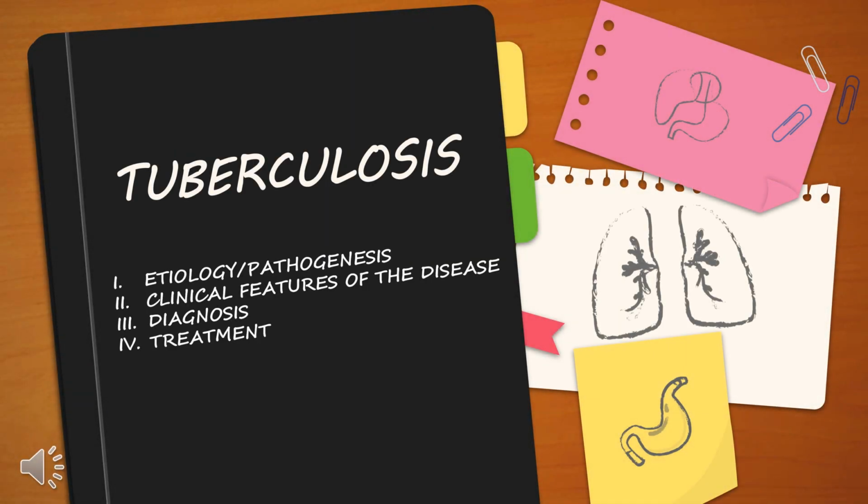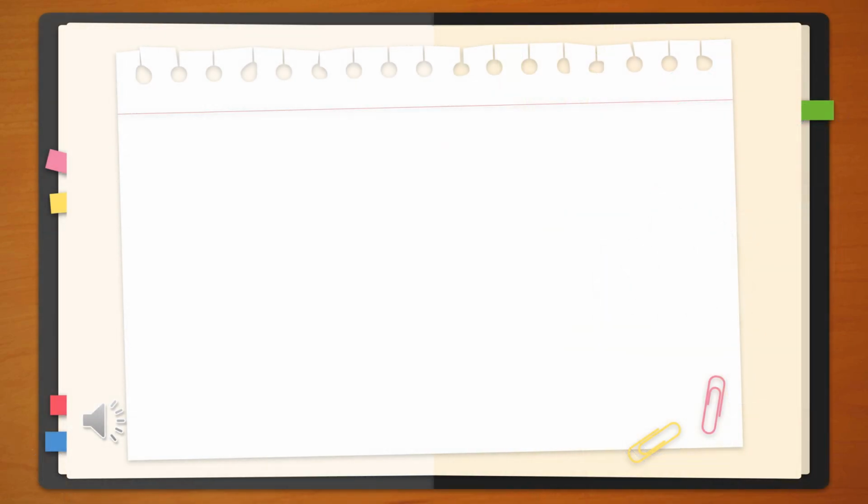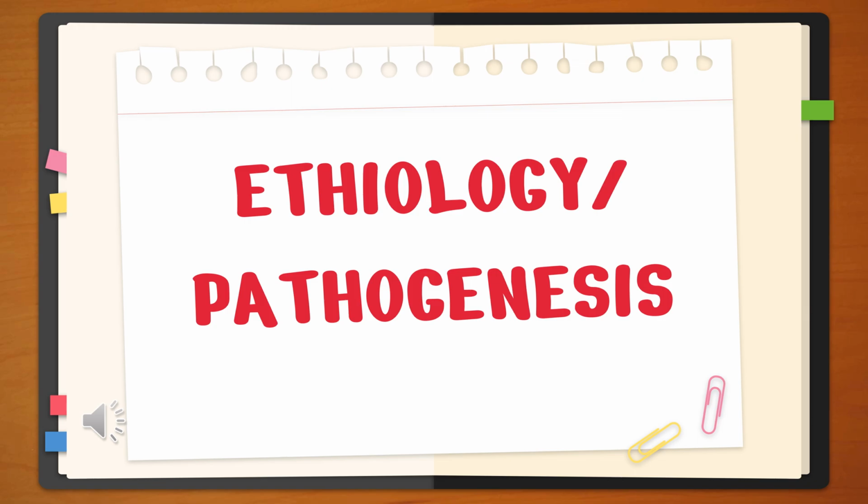Good day everyone. In this presentation, we will be presenting the disease tuberculosis. This discussion consists of the etiology and pathogenesis, clinical features of the disease, and how it is diagnosed and treated. So first, we have the etiology and pathogenesis of tuberculosis.